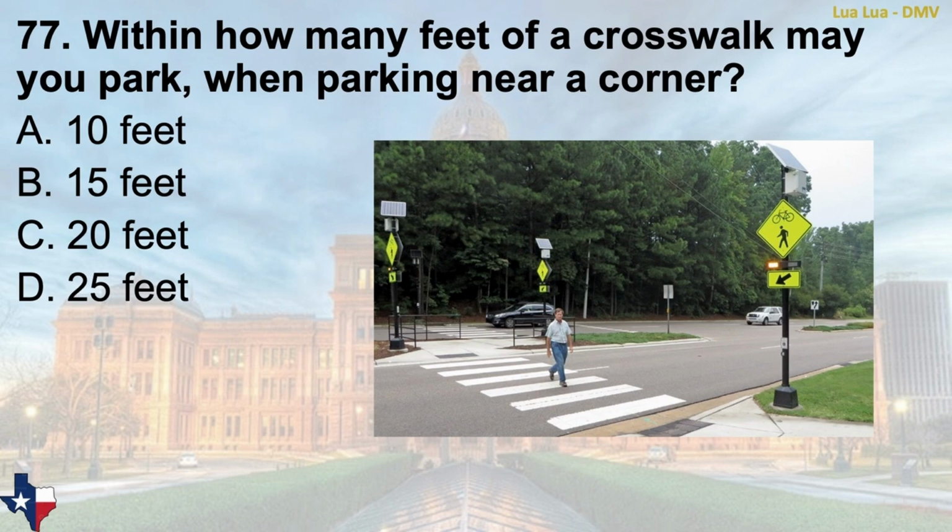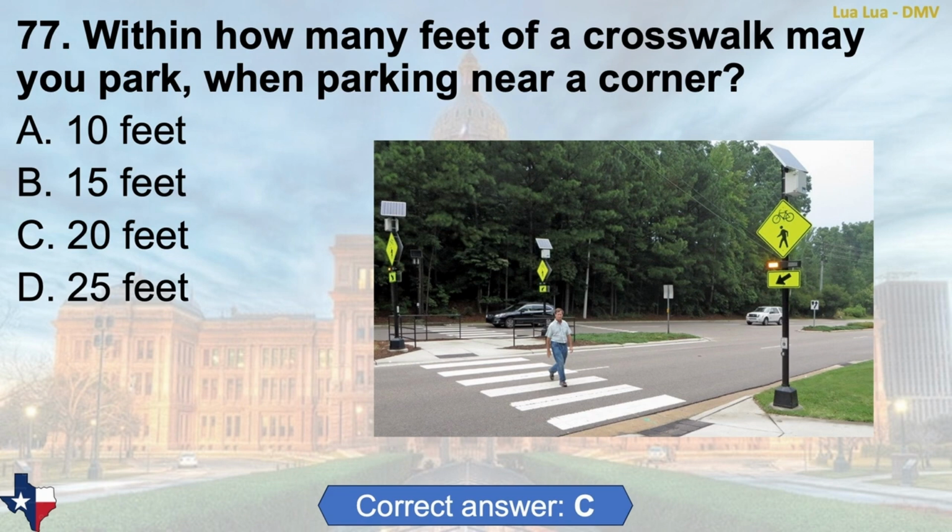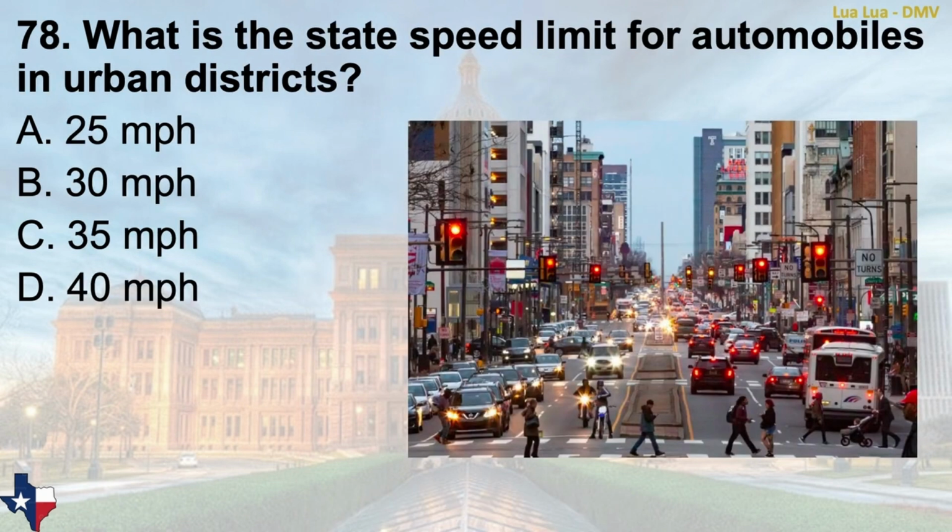Question 77. Within how many feet of a crosswalk may you park when parking near a corner? A. 10 feet. B. 15 feet. C. 20 feet. D. 25 feet. The correct answer is C. 20 feet.